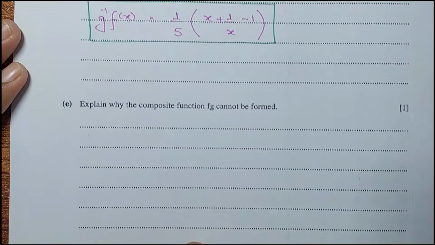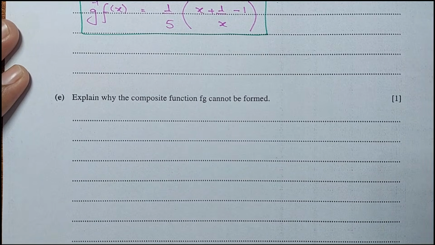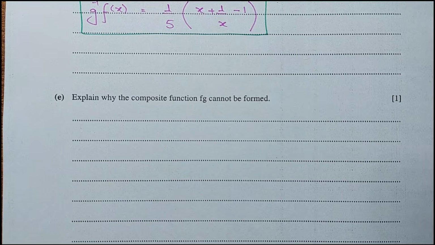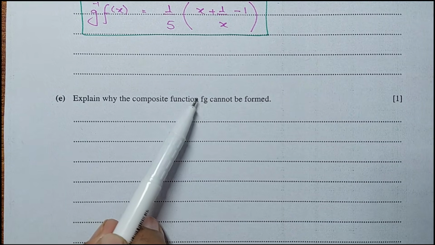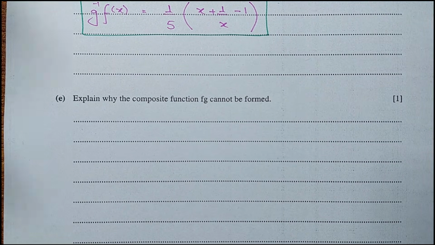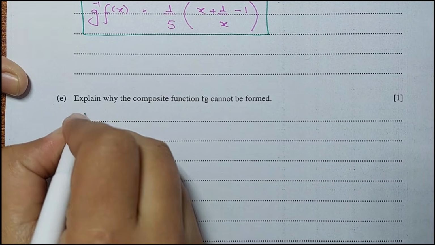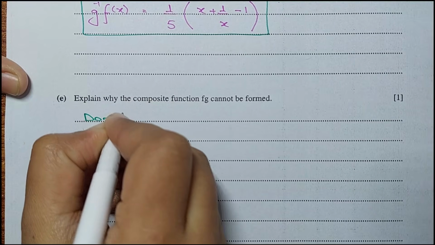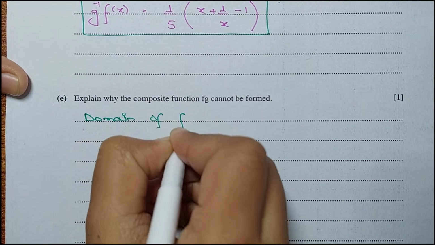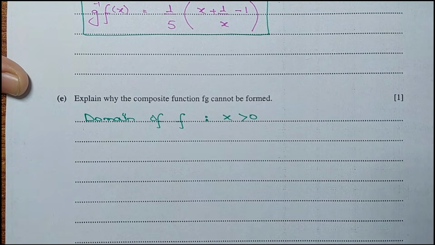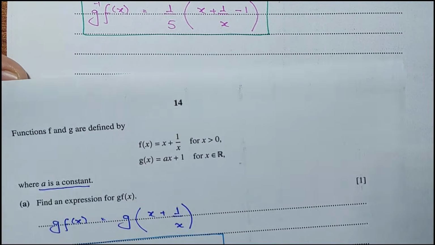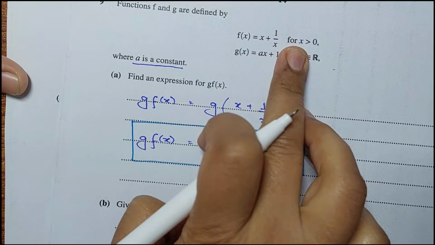Okay. Now for part E, explain why the composite function fg cannot be formed. So keep it in mind that the composition of two functions is possible when the range of the inner function must contain the domain of the outer function, right? So the outer function is f, and we have been given in the question that the domain of f is x greater than 0, right?